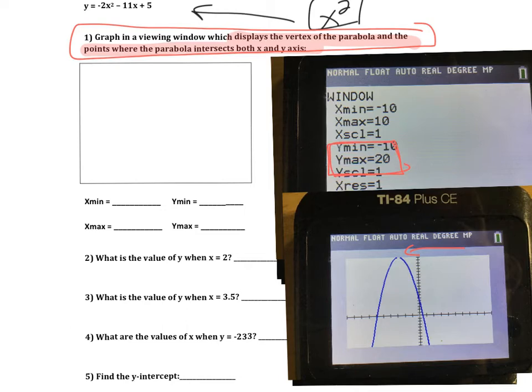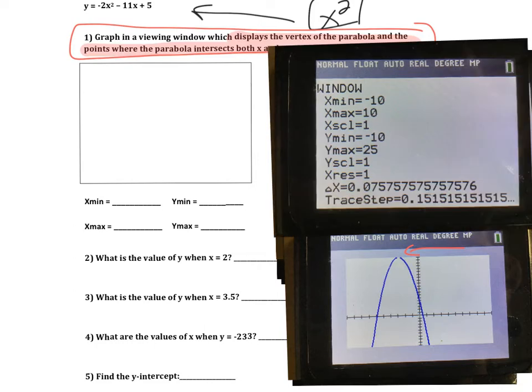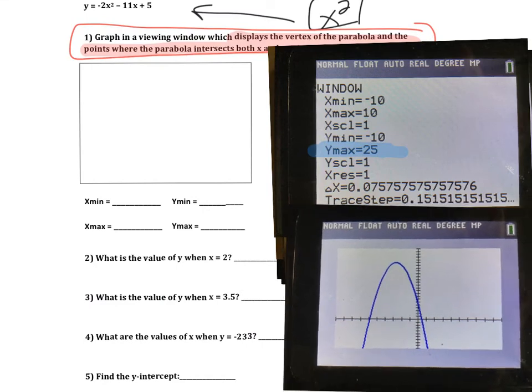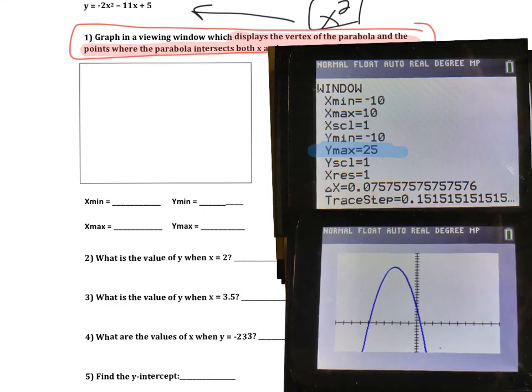So I'm going to change my y max to 25. And I think now that we change the y max to 25 and then press graph, this is what the calculator should look like. So now we have the points where it crosses the x-axis, the point where it crosses the y-axis, and now we have the vertex.